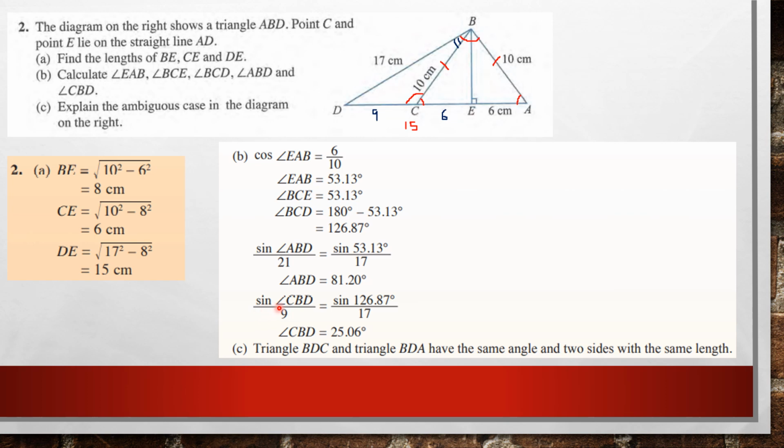So sine angle CBD over 9 equals sine 126.87 over 17. So we get angle CBD equals 25.06. Okay, next for part C, explain the ambiguous case in the diagram on the right.